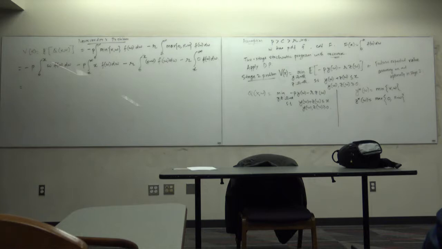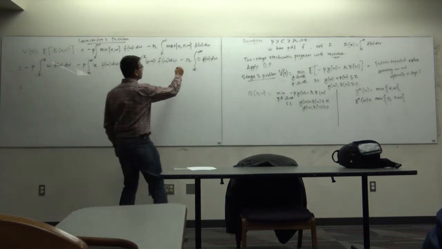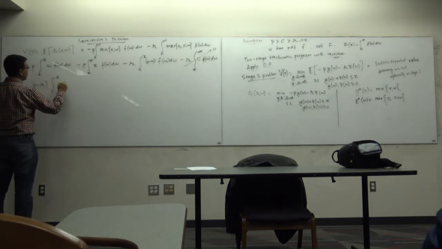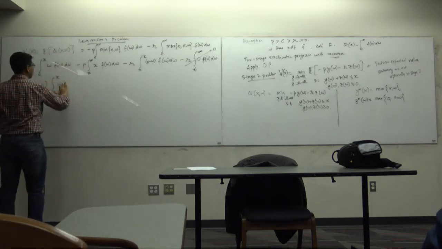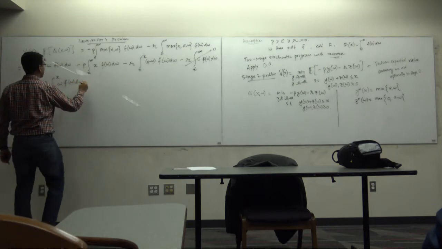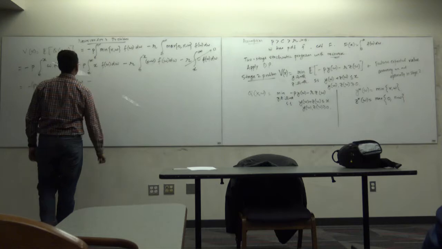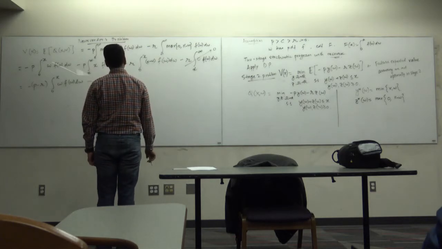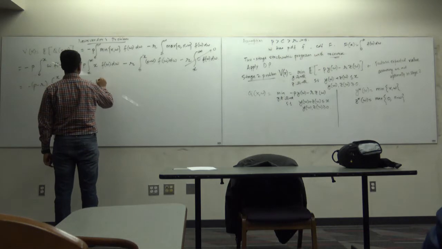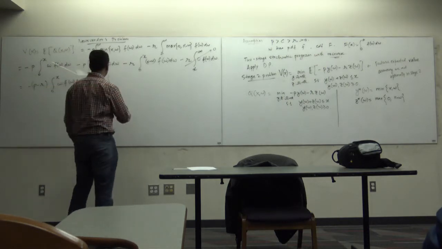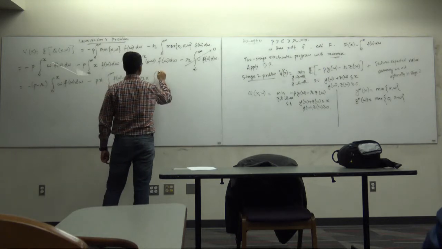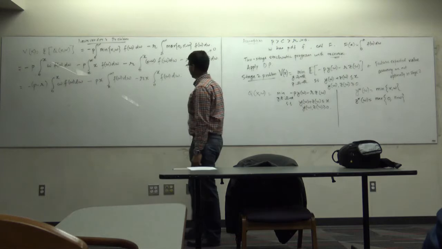And what I get is, so this is 0, I have minus p minus r integral 0 to x of omega small f omega d omega, minus p x integral x to infinity of f omega d omega, minus r x integral 0 to x of f omega d omega.